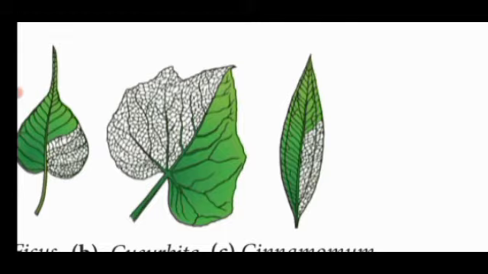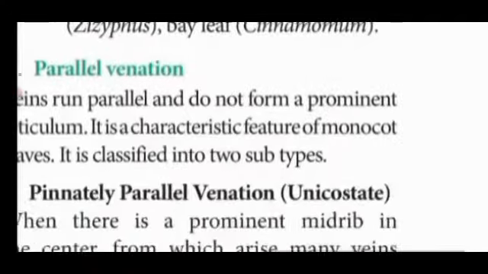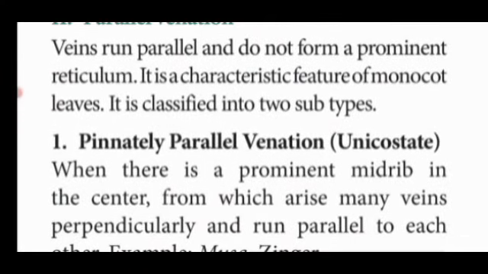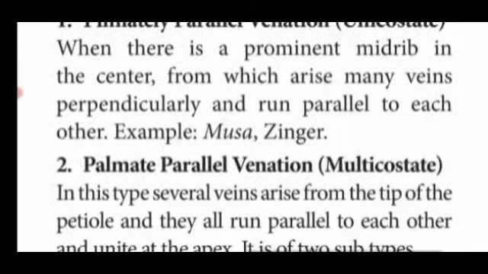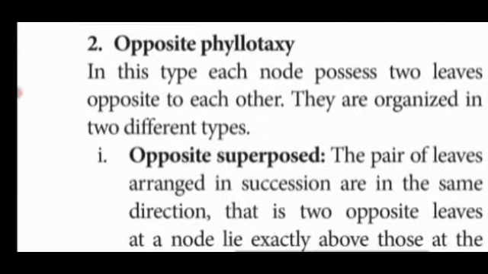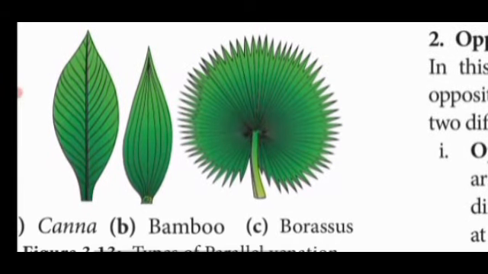The next is parallel venation. In parallel venation, the veins run parallel and do not form a reticulum, and a permanent midrib is not present. It is the main characteristic feature of monocot leaves. It is also classified into two types: pinnately parallel venation and palmately parallel venation.